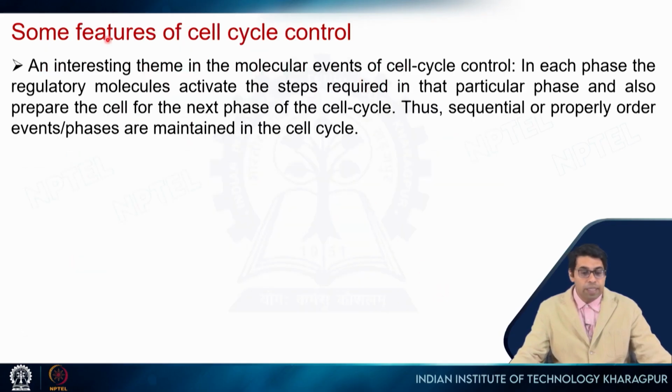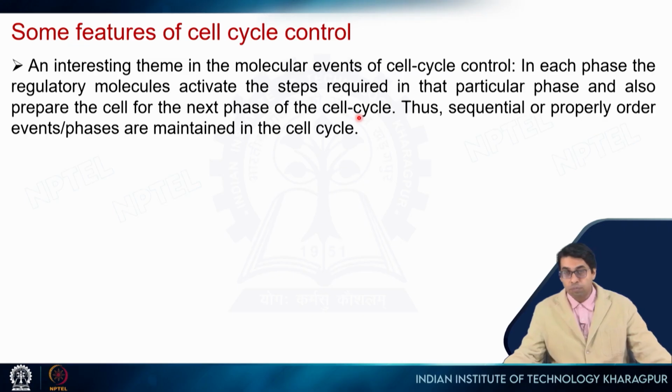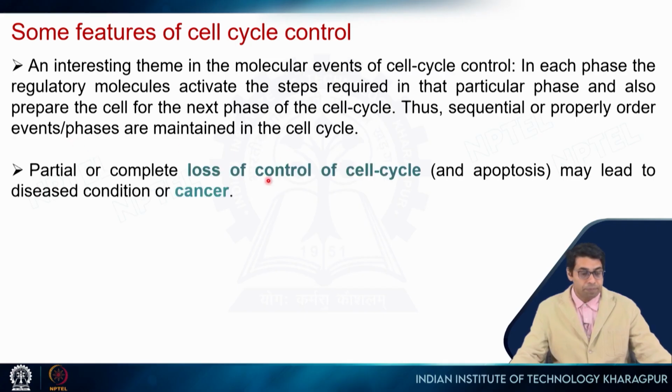So, here are some of the features of cell cycle control, right. It is an interesting theme in the molecular events of cell cycle control that we have seen. Here each phase activates the next step, and also prepares the cell for the next phase of the cell cycle. So, a current phase will prepare the cell for the next step, and once everything is favorable, it will move the cell into the next step. So, the sequential or properly ordered events are maintained in the cell cycle.